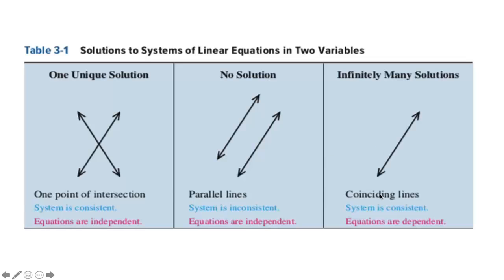And finally, the system is consistent if you have two lines that are coinciding, because there's an infinite number of solutions, so certainly that system is consistent. But because these two lines are the same, they are dependent. Independent means for these two cases they're not the same lines.